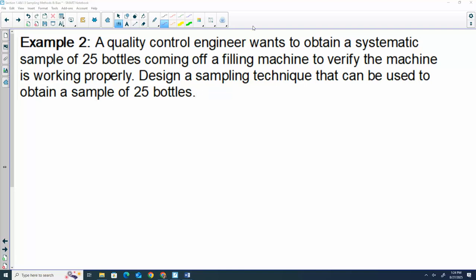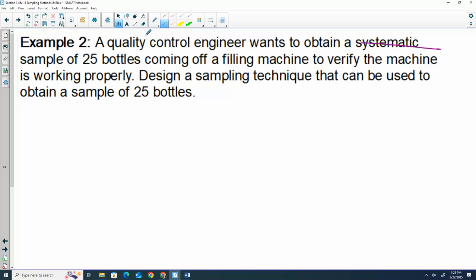So how could we do that? What is systematic? What does that mean? Yeah. So like you have this system for it, you take every third bottle or every sixth bottle. Why would that be a good approach instead of just taking like 5 bottles from the beginning? Because then you have the beginning, middle, and end.